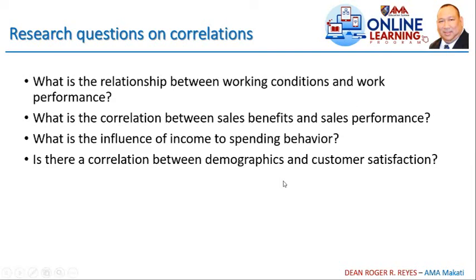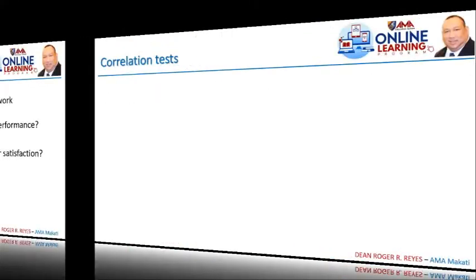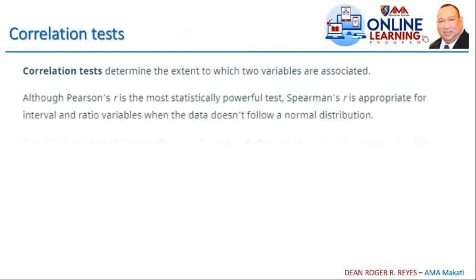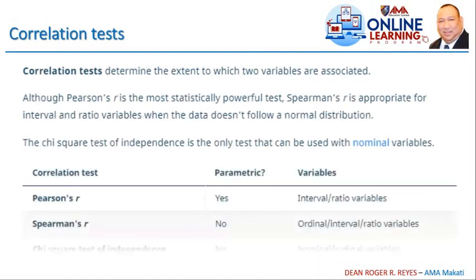Then question number 2 will be, what is the perceptions of the customers in terms of kung ano yung mga variables or indicators ng customer satisfaction. And question number 3, dyan na papasok, is there a correlation between demographics and customer satisfaction? Ano naman ang correlation test? Correlation tests determine the extent to which two variables are associated or related.